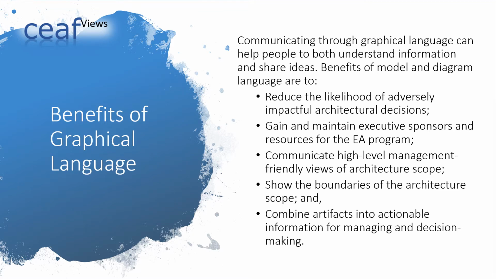Models and diagrams are a central part of activities that lead up to the deployment of good systems. Architects use them to communicate the desired structure and behavior of systems and build them to visualize and control systems architecture. Some benefits of model and diagram language are to reduce the likelihood of adversely impactful decisions, gain and maintain executive sponsors and resources for the EA program, communicate high-level management-friendly views of architectural scope, show the boundaries of the architectural scope, and combine artifacts into actionable information for managing and decision-making.